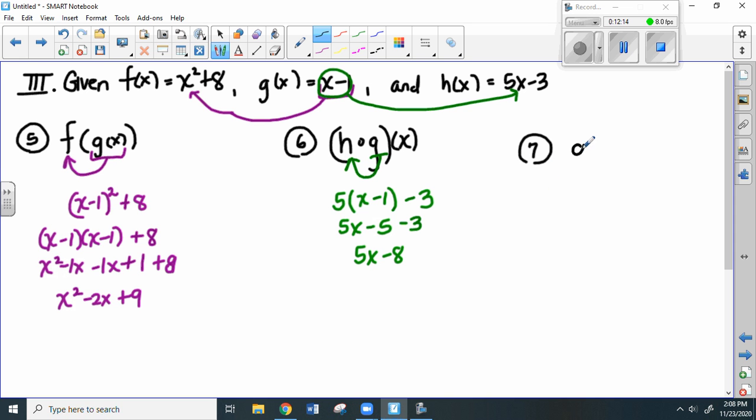Let's look at g of f of x. All right, so again, you might want to pause it and try it on your own.